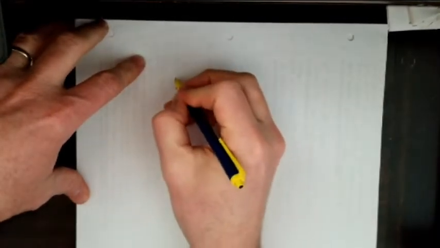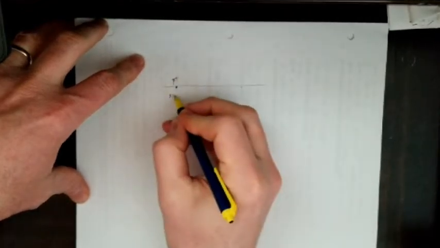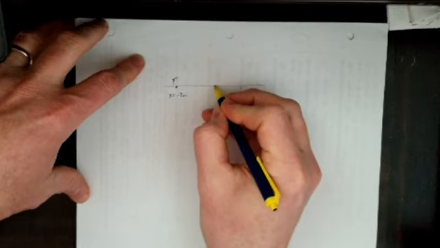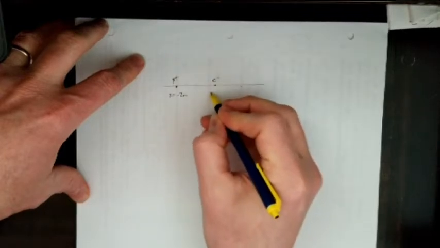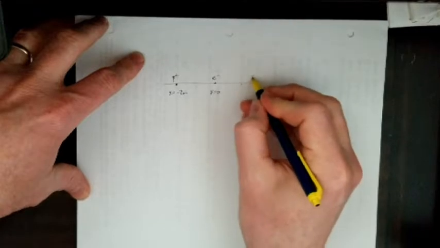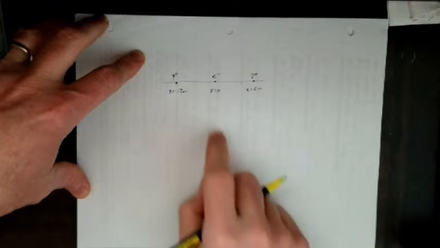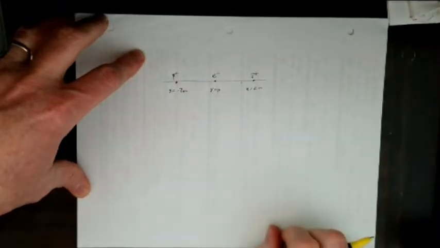Let's take a look at a simple problem here. I have a proton, we'll say at x is equal to -2 meters. I have an electron at the origin, or at the 0 of the number line, and then I have another proton here at x is equal to 2 meters. And the question is, what is the force acting on the electron?